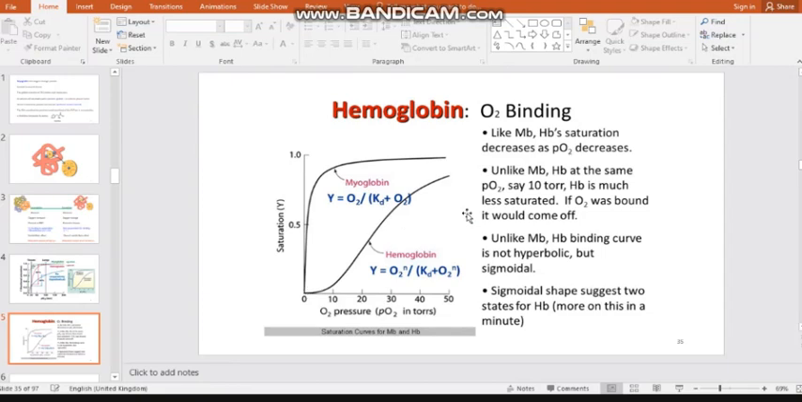The sigmoidal nature suggests that there are two states. One state is the slow reaction step. Another state is the fast reaction taking place.